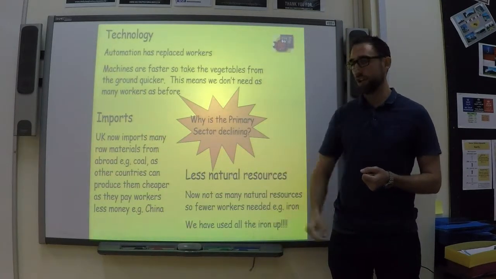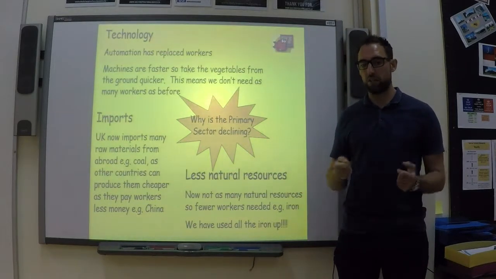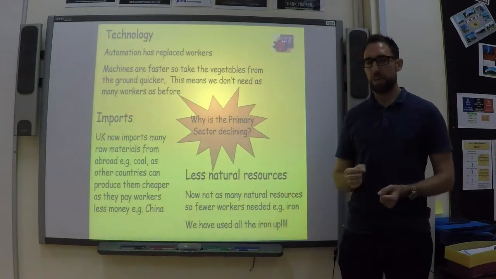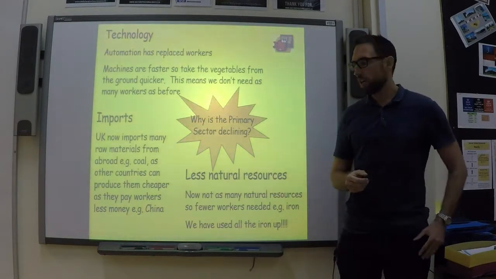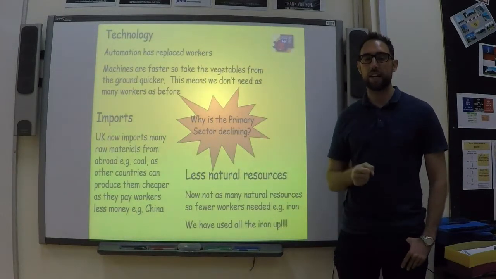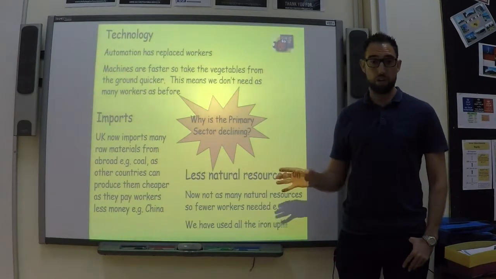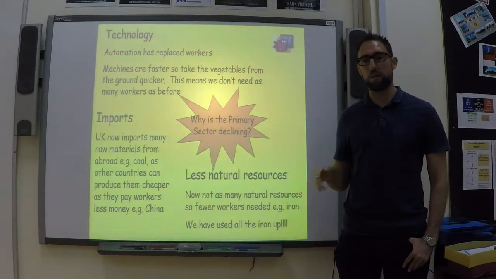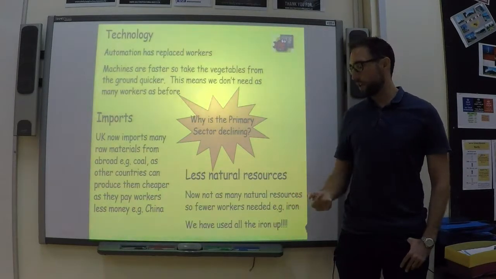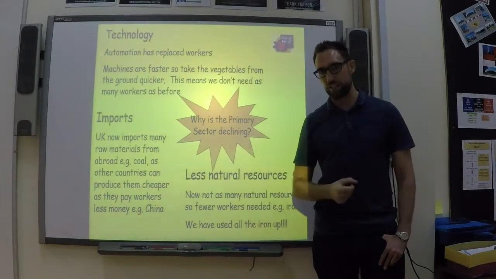The reason why it's cheaper to get things from developing or poorer countries like China or Africa is because the labour is so much cheaper in those countries. So it's actually cheaper to get coal from abroad and bring it into the UK than it is to get it out of the ground in the UK. All of the coal mines are no longer in existence in the UK. They've all closed down. My dad used to be a coal miner, not anymore. So less people, less output from the primary sector, because we're getting these things from abroad.